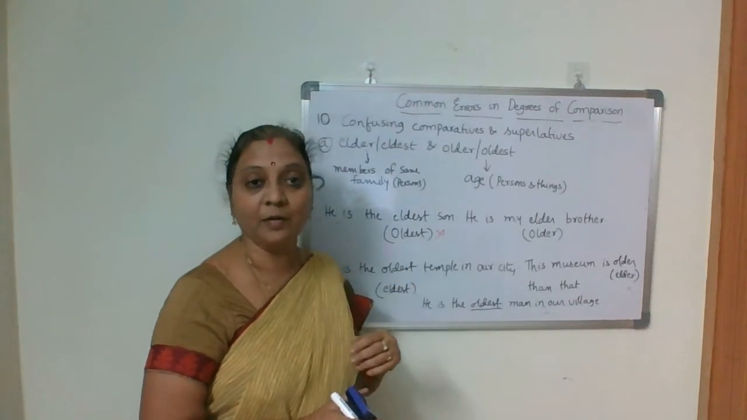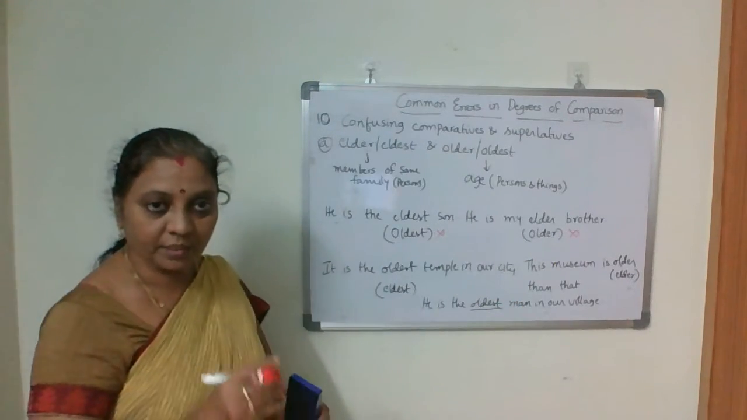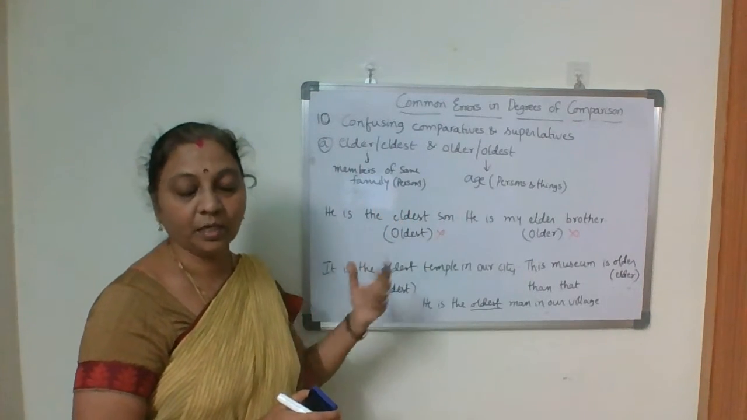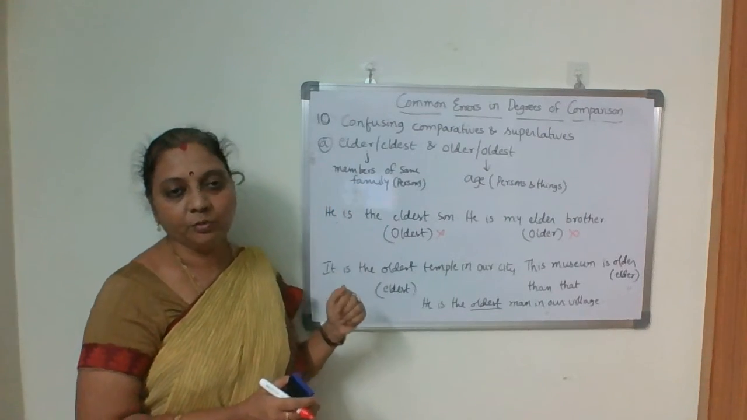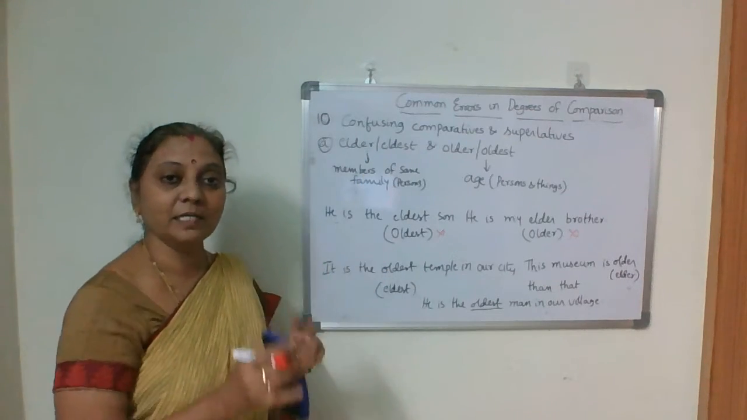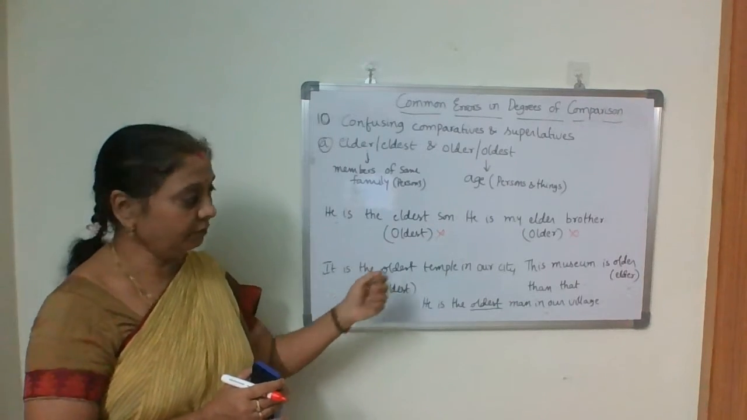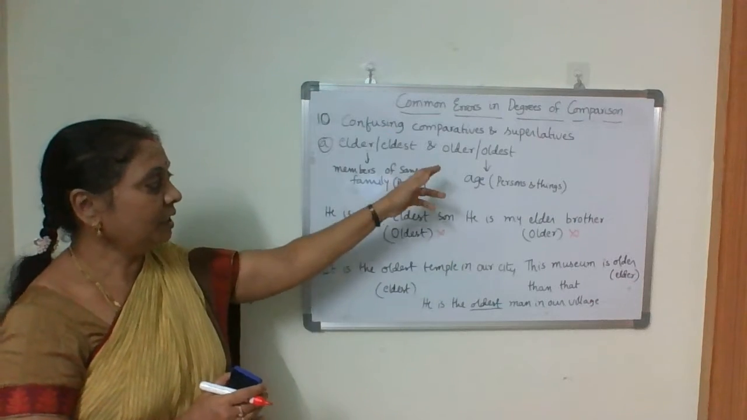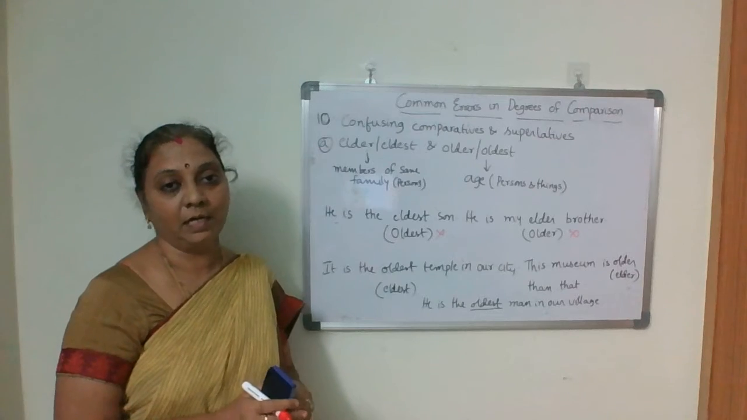He is my elder brother. You should not say he is my older brother. Older is wrong here. In these cases, you have to use elder and eldest. Whenever you talk about members of the same family, you have to use elder and eldest. He is the eldest member in our family, or he is the eldest son in the family, or he is my elder brother. Similarly, older and oldest: it is the oldest temple in our city.